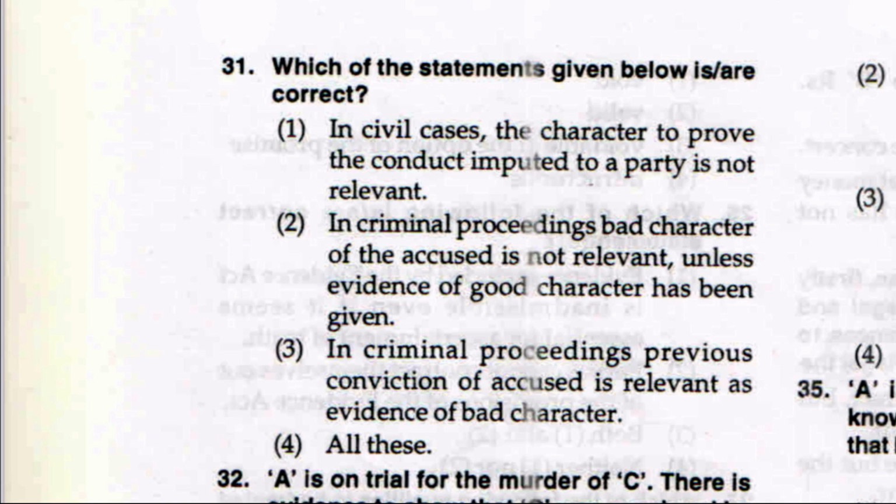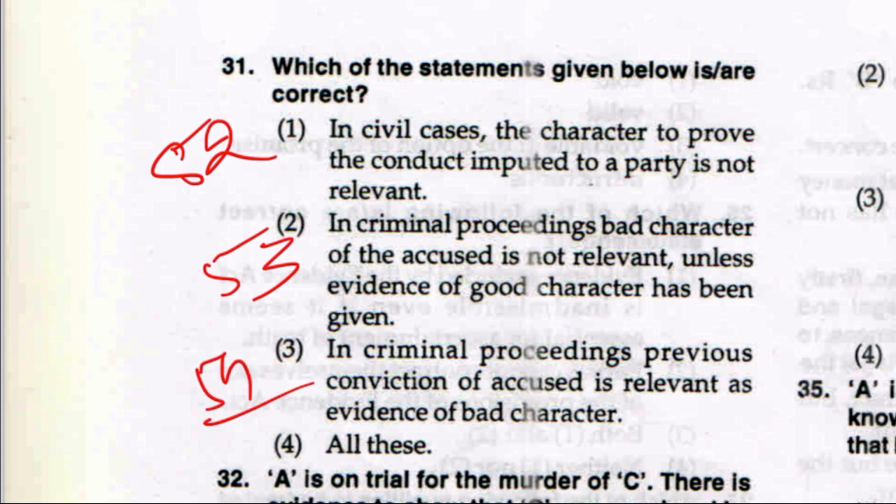Come to next question, question number 31. Which of the statements given below are correct? Option 1: in civil cases, the character to prove the conduct imputed to a party is not relevant. The first option is related to section 52 of Evidence Act. Option 2: in criminal proceedings, bad character of accused is not relevant unless the evidence of good character has been given. And this one is section 53. And option 3: in criminal proceedings, previous conviction of accused is relevant as an evidence of bad character, section 54. So the right answer here is all of these.